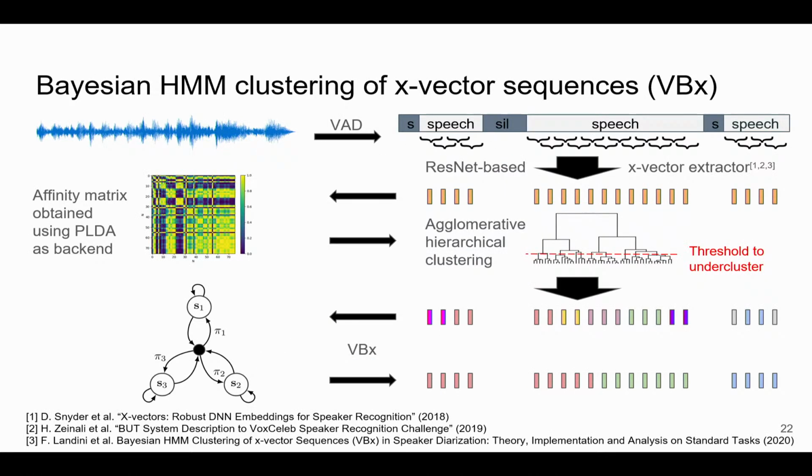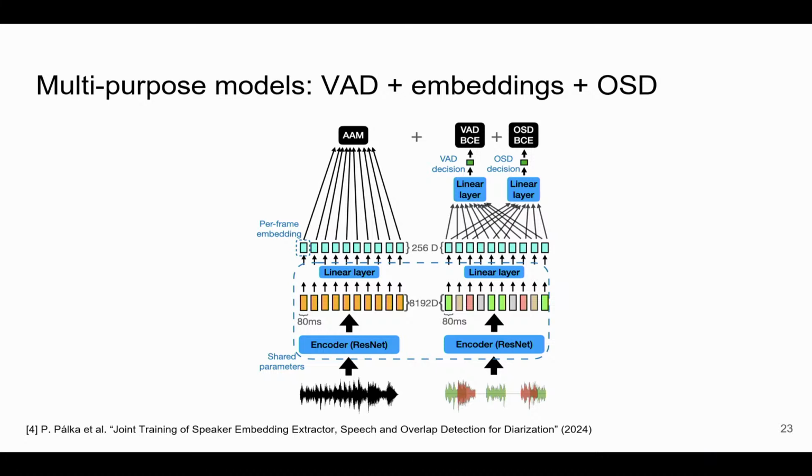Maybe just as a segue to the next slide, as we see here, in this pipeline, there are many steps, right? And you need to run them maybe sequentially, like voice activity detection, and then eventually you get to the clustering at the end. So one thing that we worked on recently, last year, was to have a single model that could give you the speaker embeddings, but also perform voice activity detection and overlap detection. So that basically, for pretty much the same inference time, you would get all these outputs, and then you would use them in a pipeline like this.